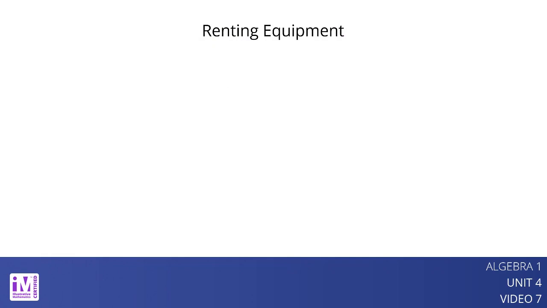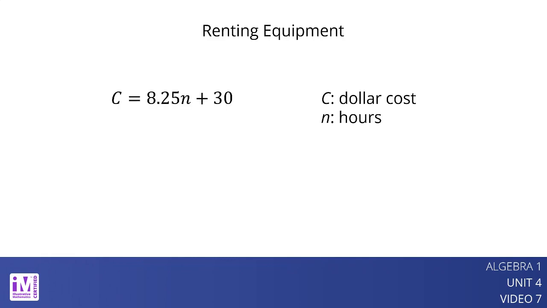It is helpful to interpret the inverse of a function in terms of a situation and the quantities it represents. Suppose a linear function gives the dollar cost C of renting some equipment for n hours. The function is defined by this equation: C equals 8.25n plus 30. If we know the number of hours of rental, n, we can substitute it into the expression and evaluate it to find the cost, C.